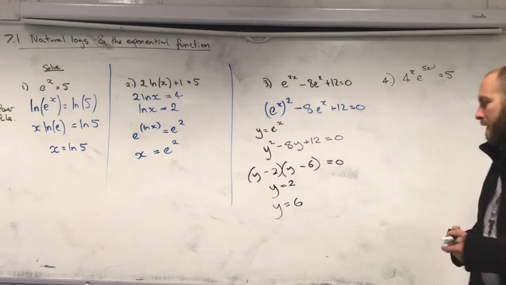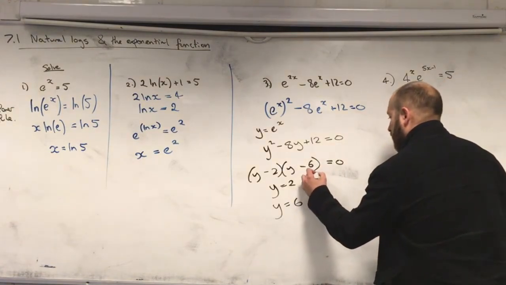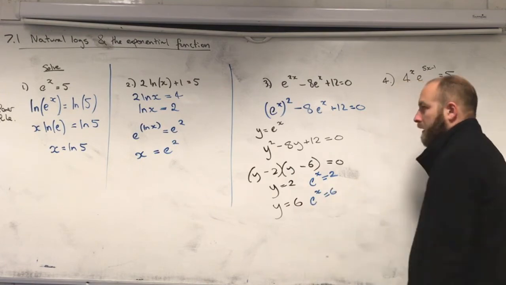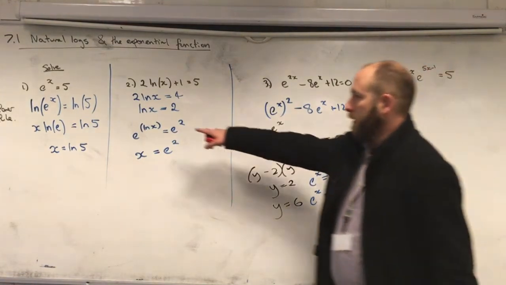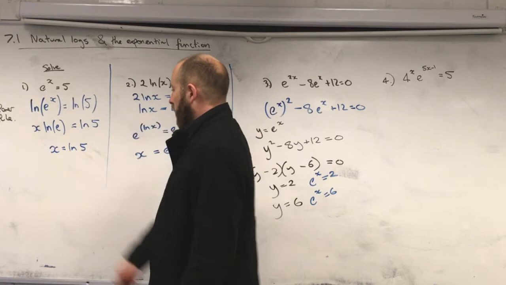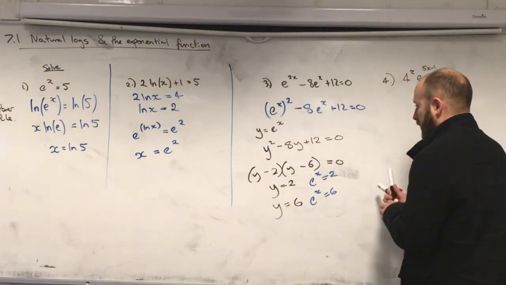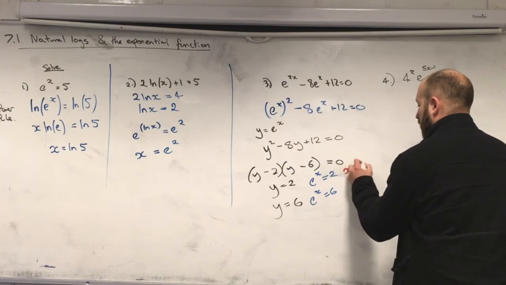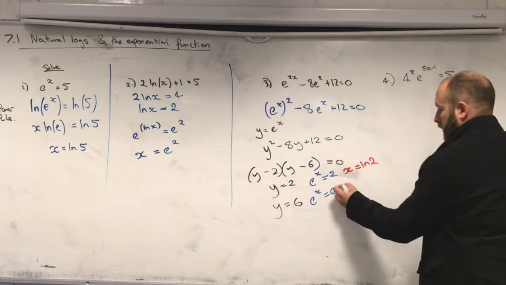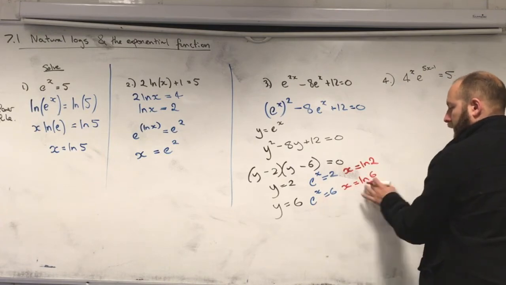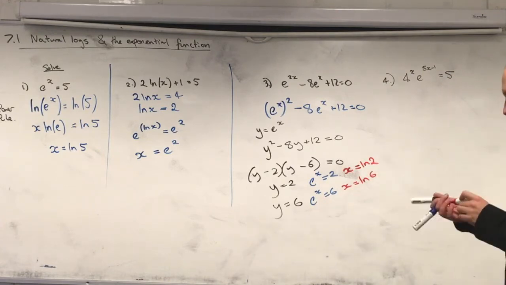Remember, y was e to the x. So e to the x is 2, or e to the x is 6. And then we're back to when we started up here. So we're going to ln both sides to get x is ln 2 and x is ln 6. Log both sides, cancel the e, x is ln 6, x is ln 2.